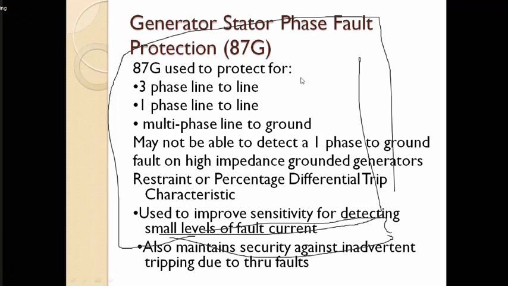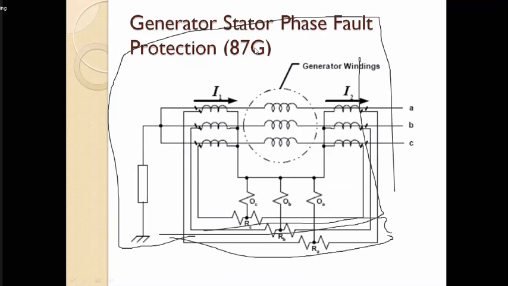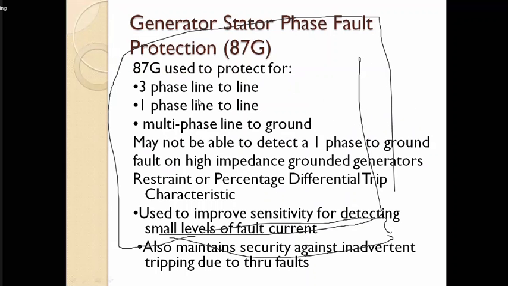57G is used to protect 3 phase to line, 1 phase to line to line, multiple phase. So that's why you can apply this 57G protection. This protection is line to line, phase to phase, 1 phase, 3 phase, 2 phase. So when you see this figure, you should know that they are telling you that you are on 3 phase line to line, 1 phase line to line, or multiple phase. You understand that? So that's what I'm trying to highlight here.